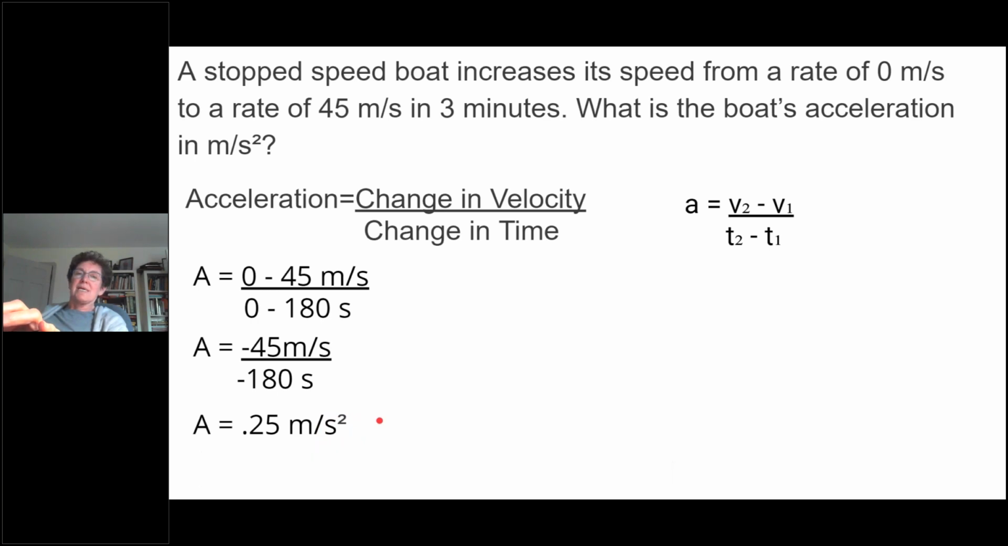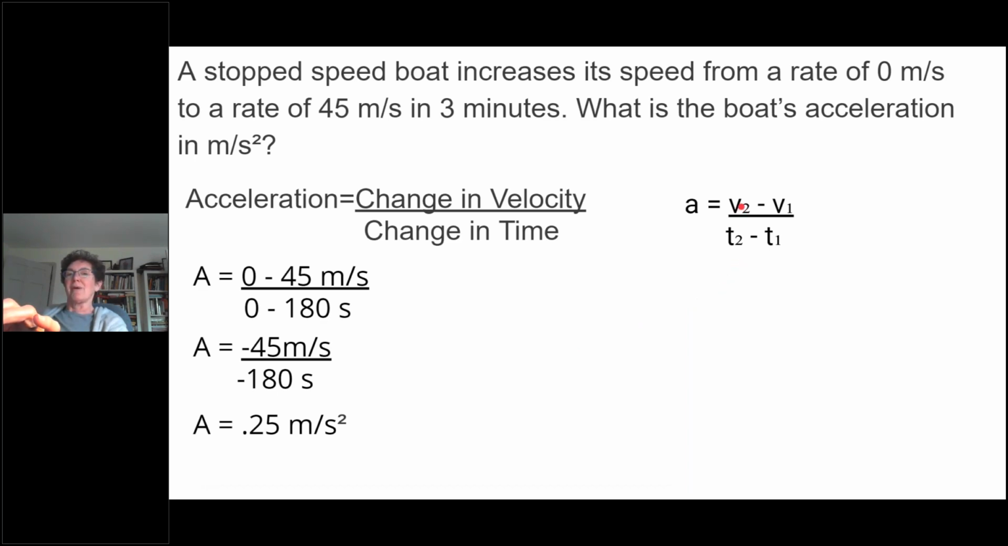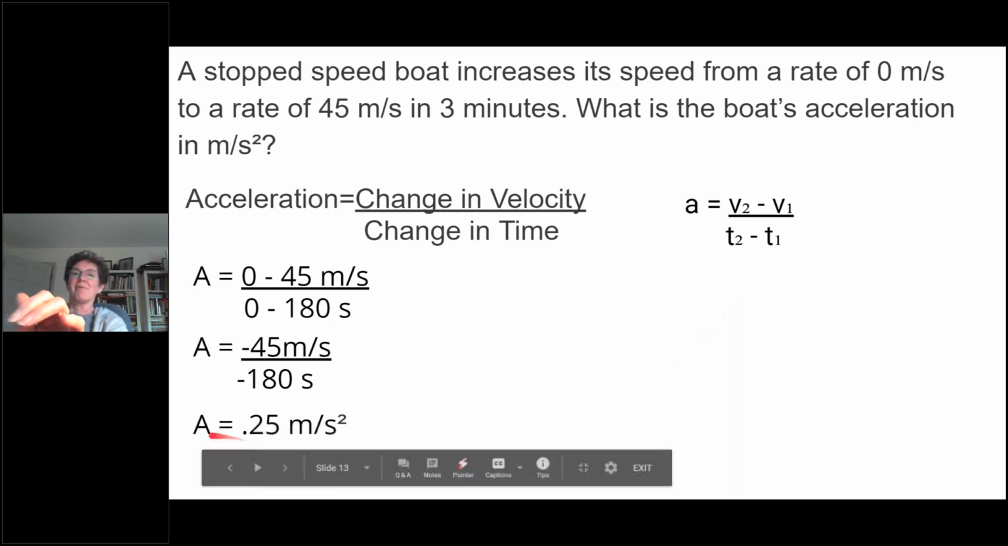Now, here's why this would have worked if we had done it the other way. If we substitute in here, think about this. This would have been 45 minus 0 and 180 minus 0. That would have given us 45 over 180, and a positive divided by a positive is still a positive. And so we would have come out with 0.25, positive 0.25 meters per second squared.